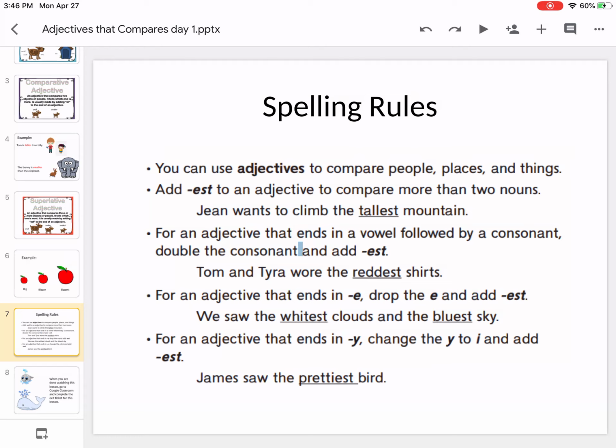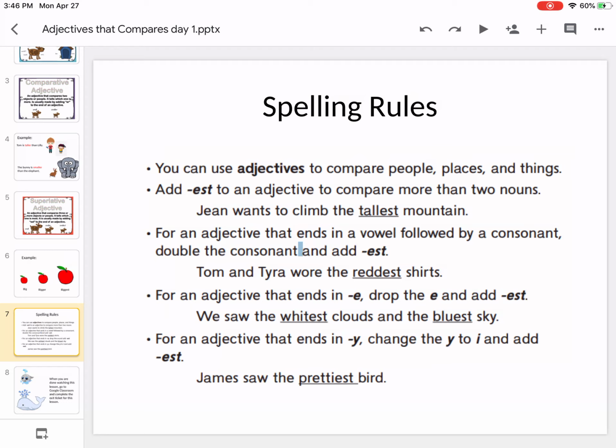So you can use adjectives to compare people, places, and things. You add est to an adjective to compare more than two nouns. So for example, Jean wants to climb the tallest mountain. There are more than two mountains in the world, so she's going to climb the tallest one.